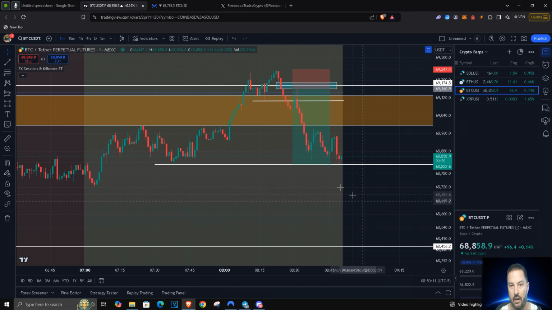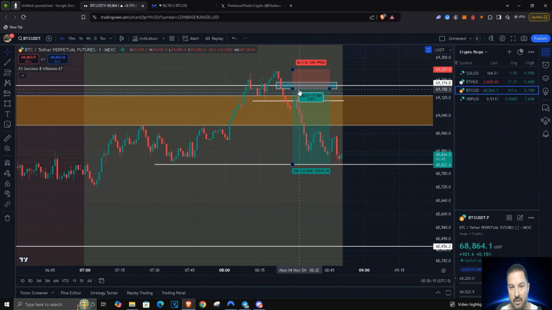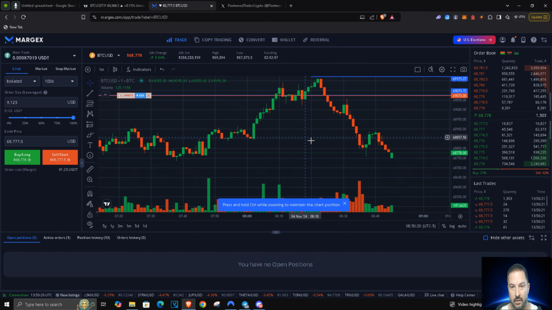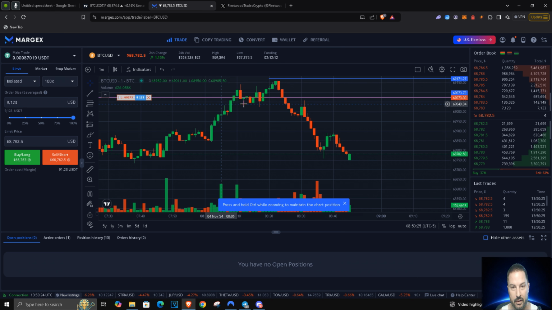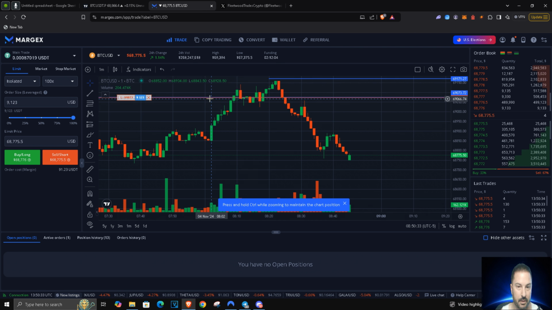So you can see this is the trade I was looking for, and I missed my entry by a couple ticks. It just didn't come up and hit my entry, and I'll show you even here on Margex that my short order is still there, and it just missed it by a couple ticks. It just didn't make it back up to the level I thought it was going to, and I'll show you where the mistake was made on my end, because there was definitely a mistake on mine.